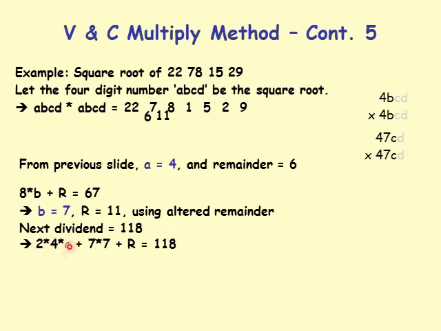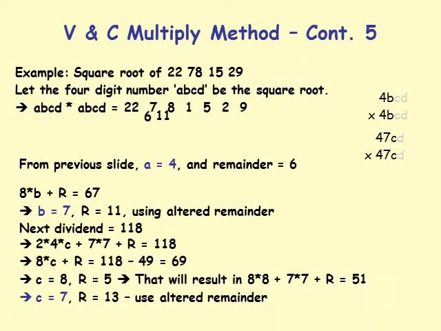So now we have 2 times 4 times C. 4C here and a 4C here. That's 8C plus 49. 8C plus 49 plus R is 118. Okay, let's see what happens. 8c plus r is equal to 118 minus 49, which is 69. That means c is equal to 8 and r is equal to 5. Let's look to the right and see where we are going to get into.